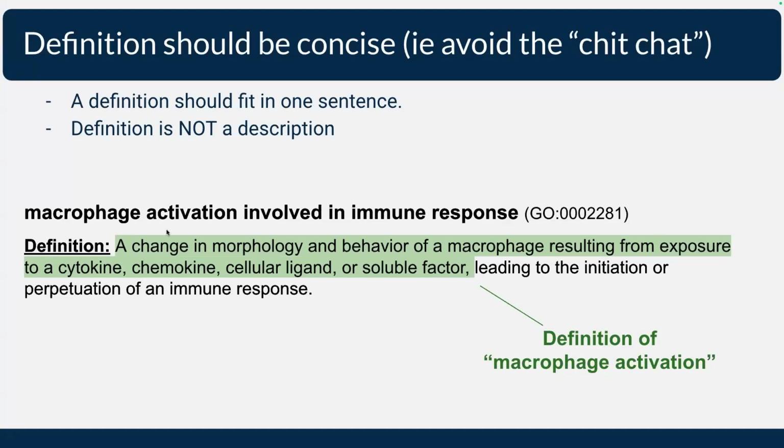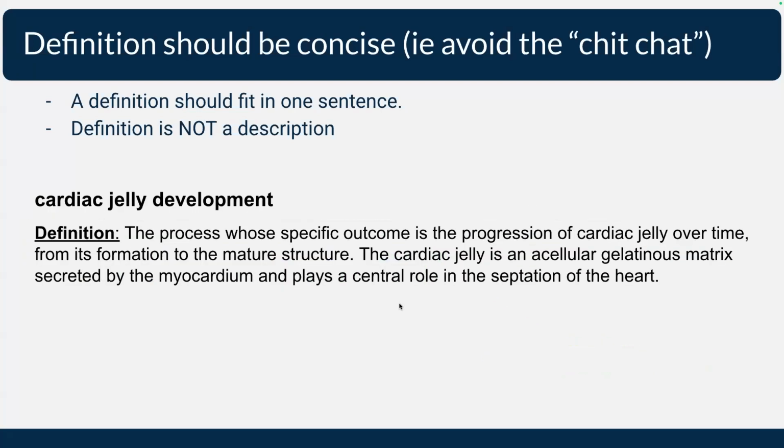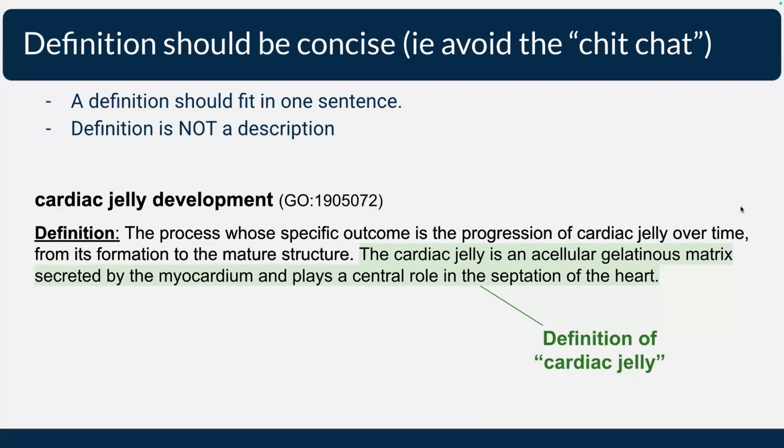So in this case, the people who wrote the definitions decided that they should add the definition of this genus to make it clear what the meaning is. Another example of such a thing is cardiac jelly development. The definition is the process by which outcome is the progression of the cardiac jelly over time.